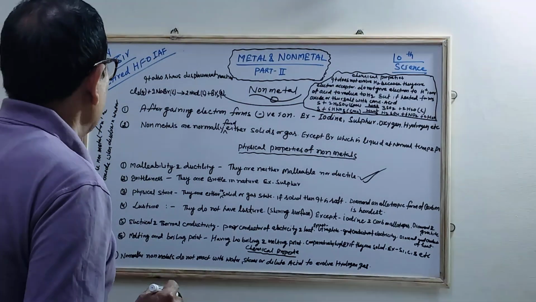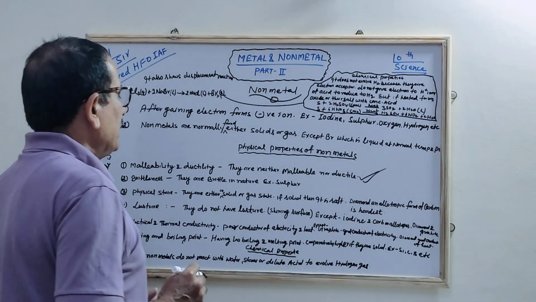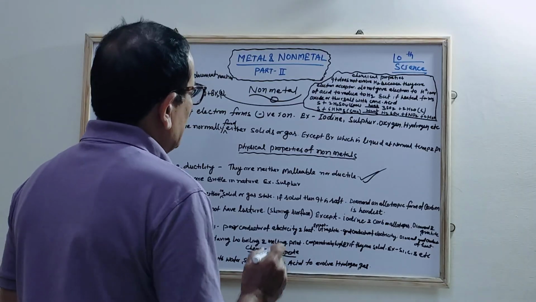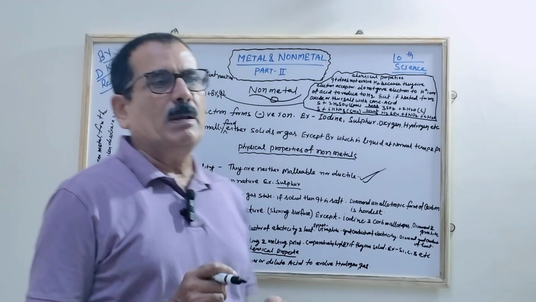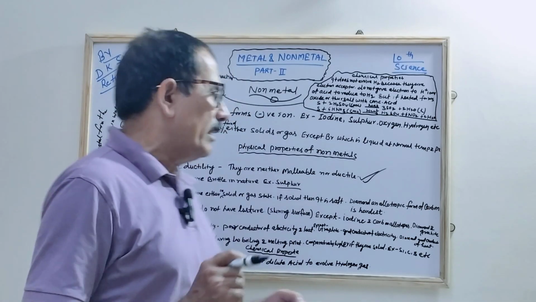The next is brittleness. They are brittle in nature. An example is sulfur. They are brittle. If you hammer it, it will become small pieces, correct?